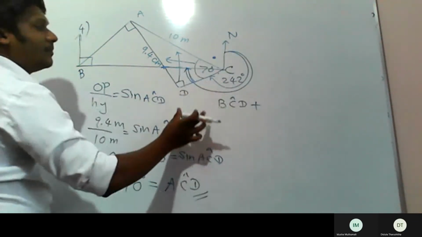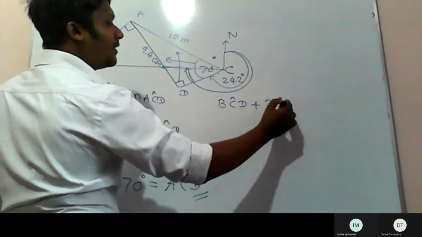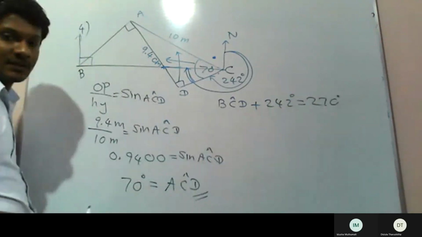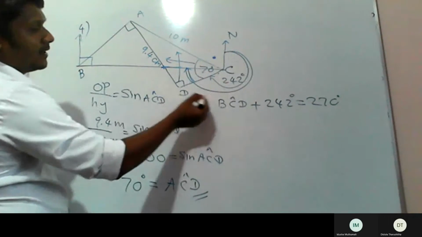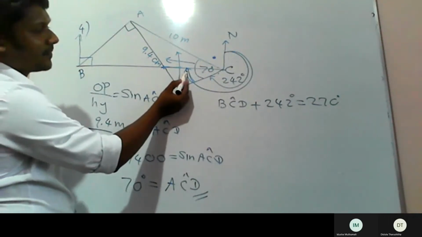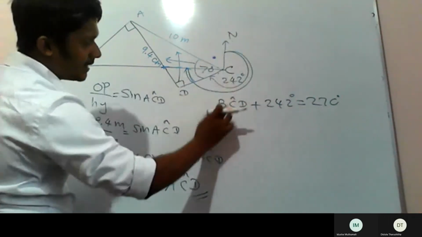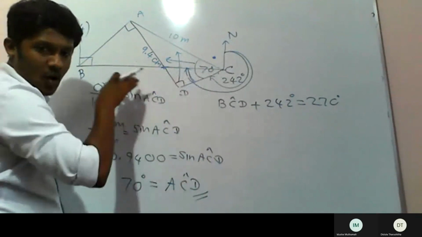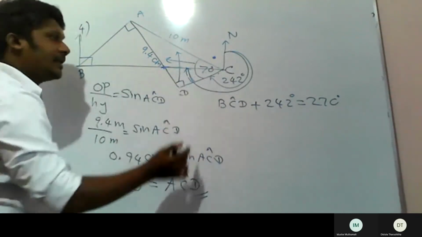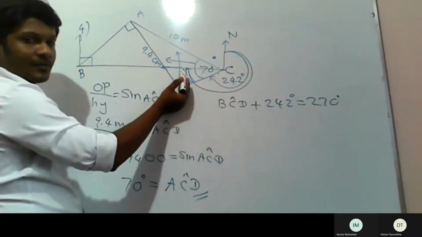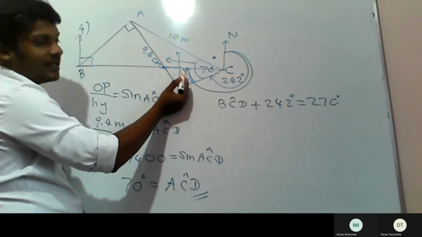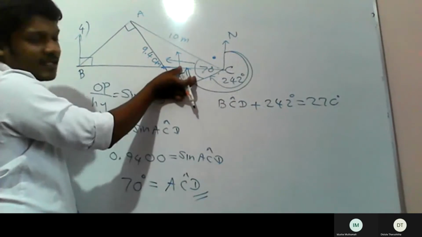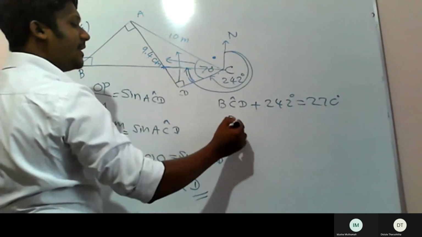270 degrees, but BCD plus 242 degrees. 270 degrees is the full angle because 90 plus 90 plus 90. There are three 90s because this line is a horizontal line. Then the full angle is 270. But this angle is 242. Then the remaining angle is BCD.